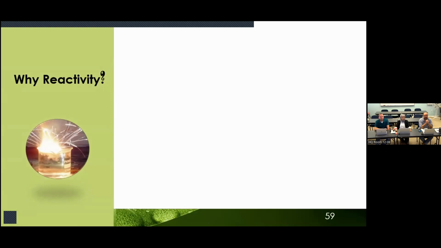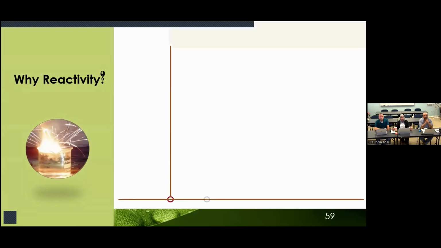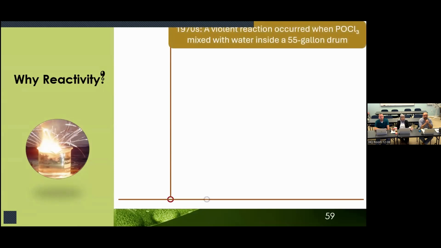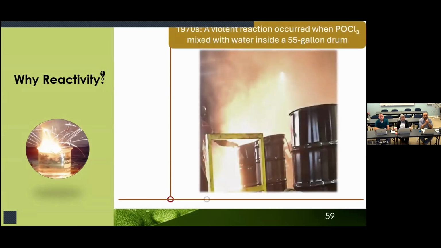The reactivity characteristic of hazardous waste was established for the same reasons as the other criteria, which is to protect human health and the environment. We have seen in the past how dangerous incidents occurred when reactive waste was mishandled. These events highlighted the need for regulations to prevent future accidents.